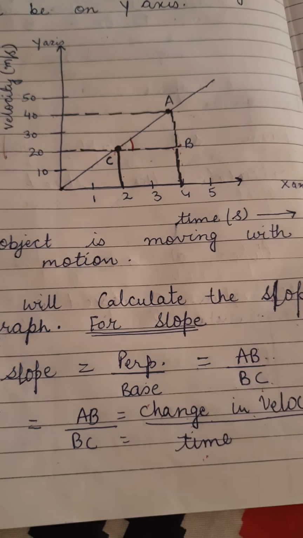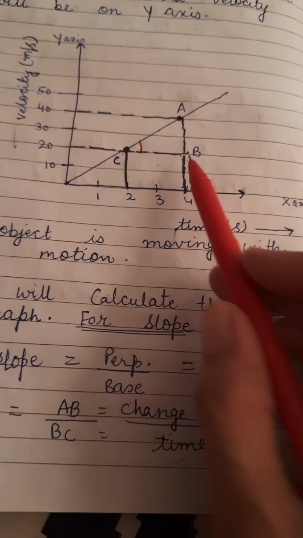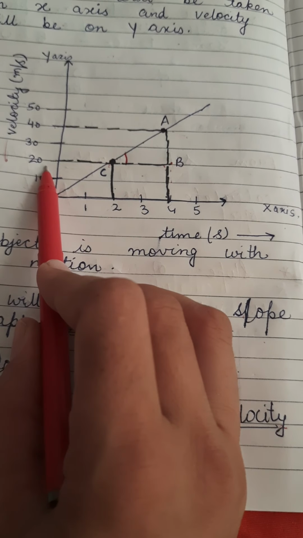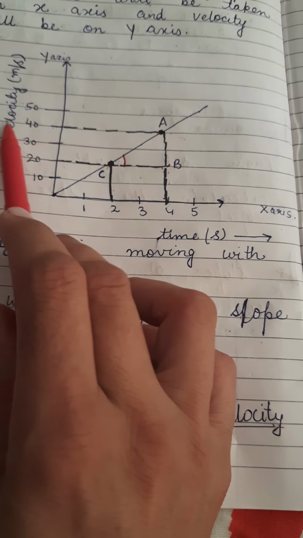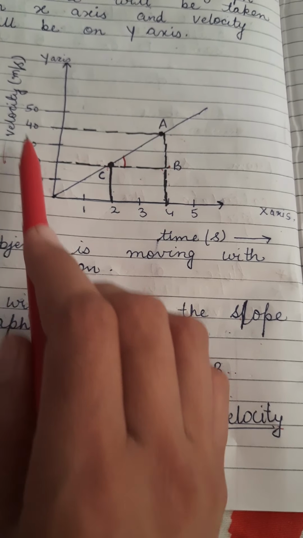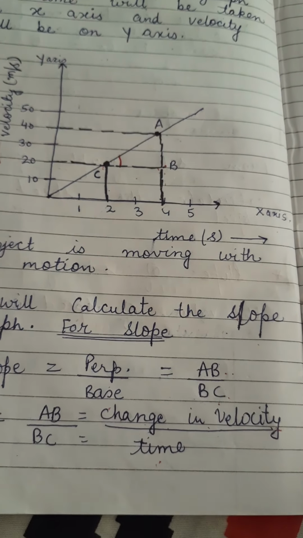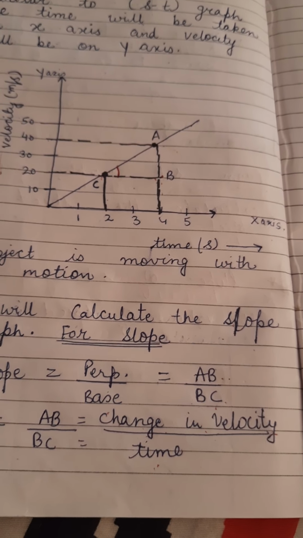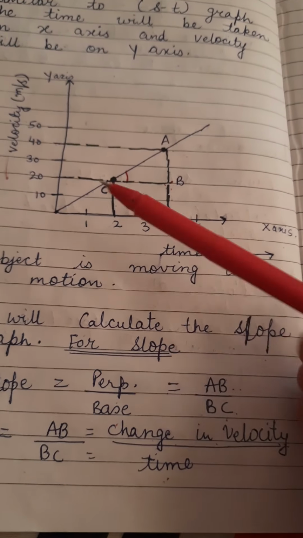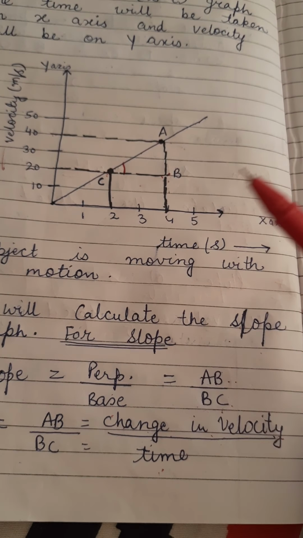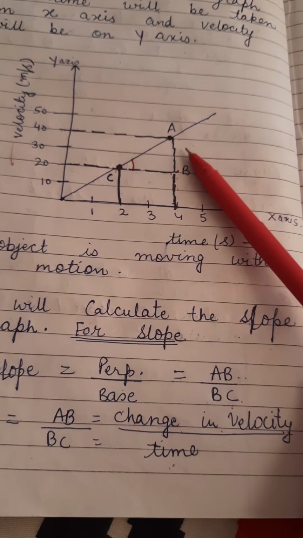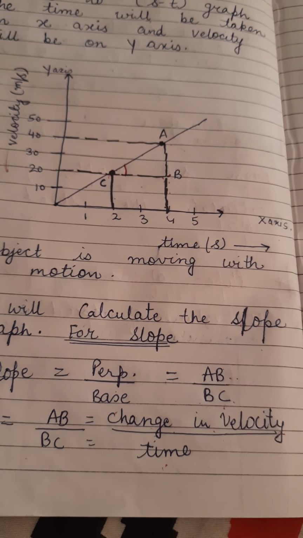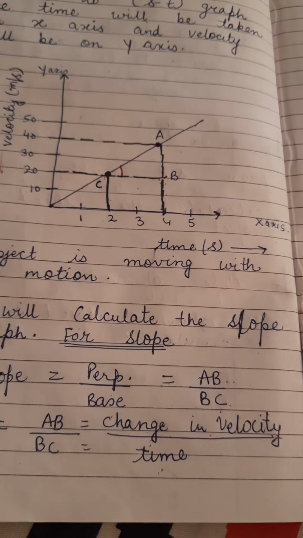And what is AB here? AB is change in velocity, like 40 minus 20. What is 40? 40 meter per second is velocity, 20 meter per second is again velocity. But what does AB represent here? AB represents change in velocity. As we have done yesterday in distance time graph, AB also represents the change in distance. And change in distance with respect to time, it is known as speed.